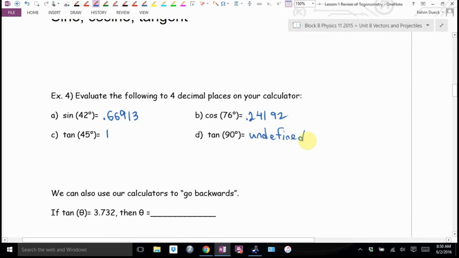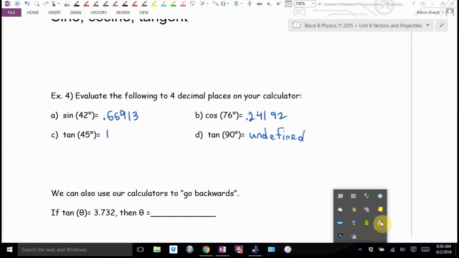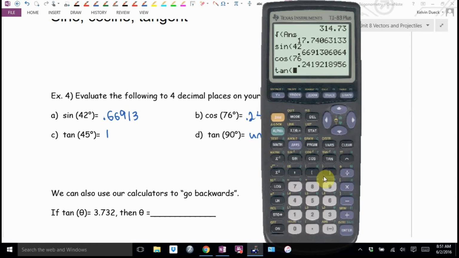Undefined. Speaking of undefined, another late young man. Come on in. Pause the video. All of you get your calculators out. So when you found the tangent of 90, you got an error? Curious what's going on there.